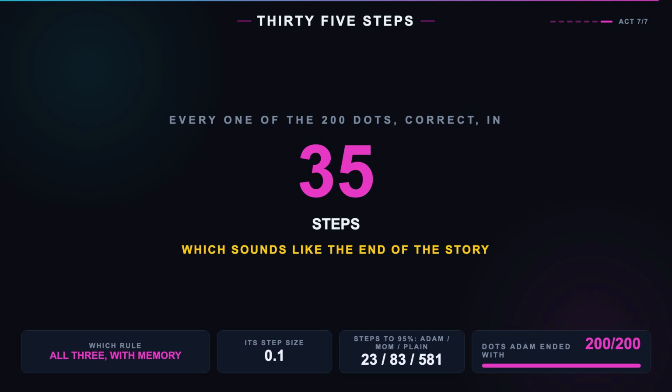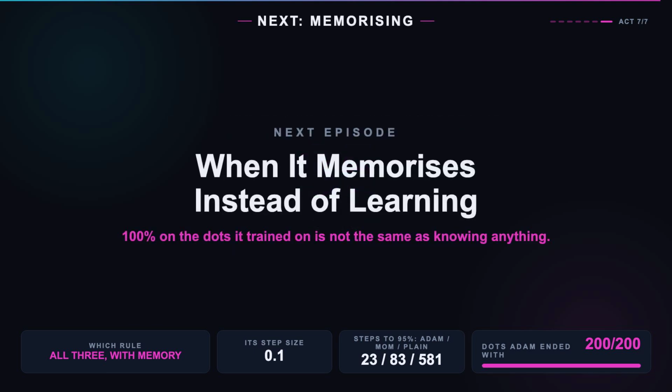Now, we just took a network to every single dot correct in 35 steps. Which sounds like the end of the story, and it is a trap. It scored 100% on the dots it was trained on. Next time we find out why that is not the same as knowing anything.